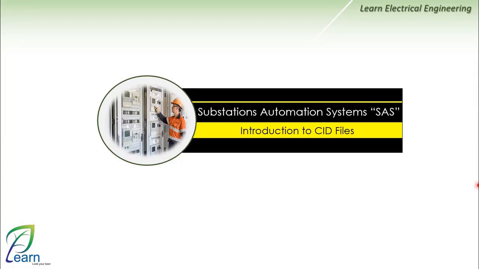God willing, in this video, we will talk about something very important, which is how to create CID files in the releases available at the station, whether they are the bay control units or the protection releases. The basic idea here is that I have something called CID files, which are essentially the responsibility of the automation engineer in charge of the SAS system at the station.